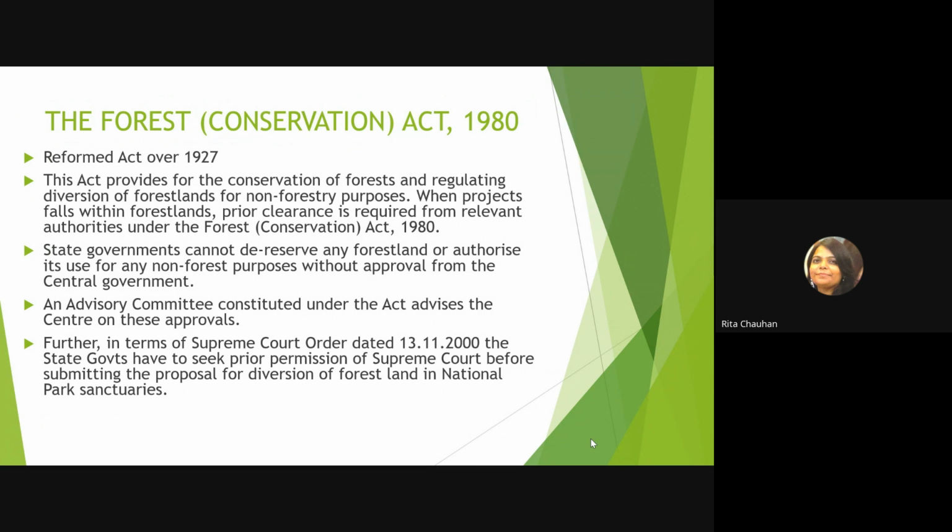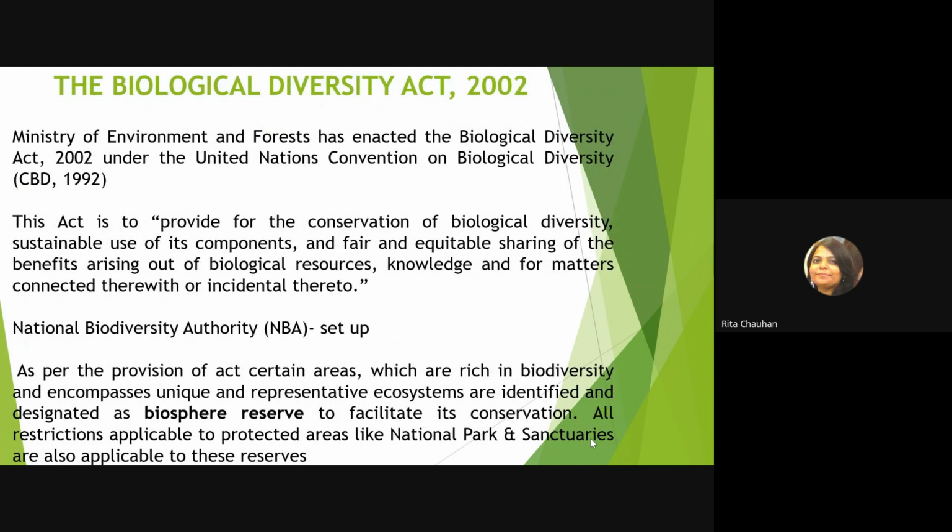So under this Forest Conservation Act, the Supreme Court gave the direction that state government must seek approval from central government or from the Supreme Court before converting any forest land to other development area. Then we have the Biodiversity Act, which we also call the Biological Diversity Act. It was enacted after the United Nations Convention on Biological Diversity in 1992, and this act was derived 10 years after that.